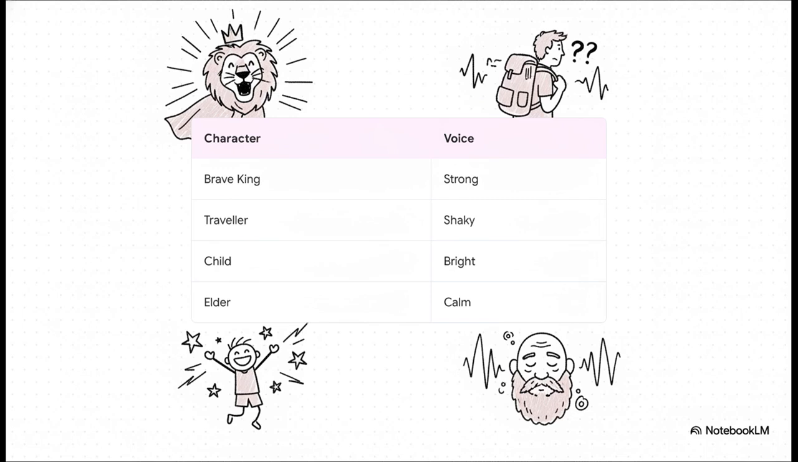You can literally paint a picture of a human being in the audience's mind, even if their eyes are squeezed shut. Let's act out a few of these archetypes together. A brave king has a deep, strong, and steady voice that absolutely demands respect. A frightened traveler, on the other hand, might have a shaky and uncertain voice, like they're constantly looking over their shoulder. An excited child is energetic, bright, and incredibly quick.